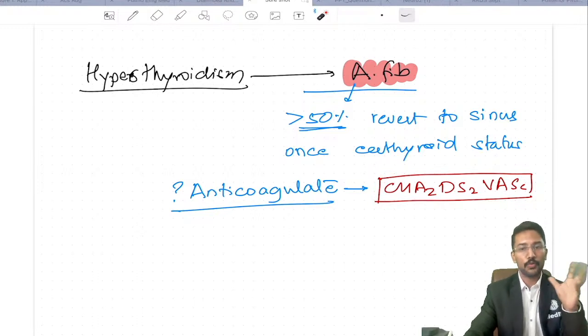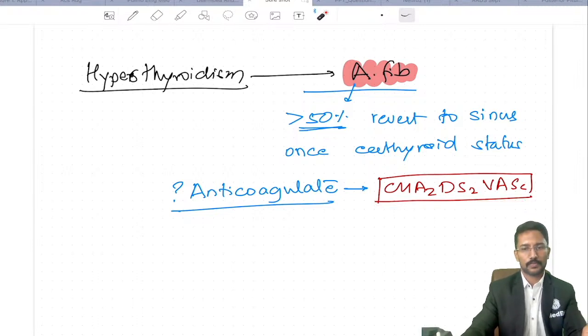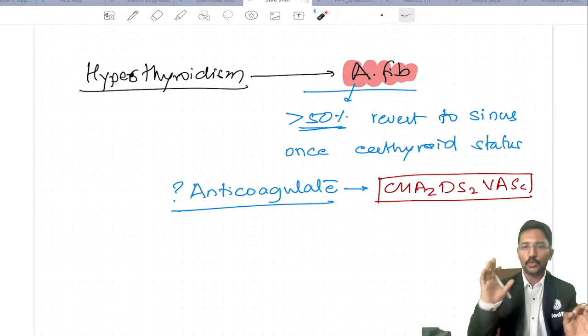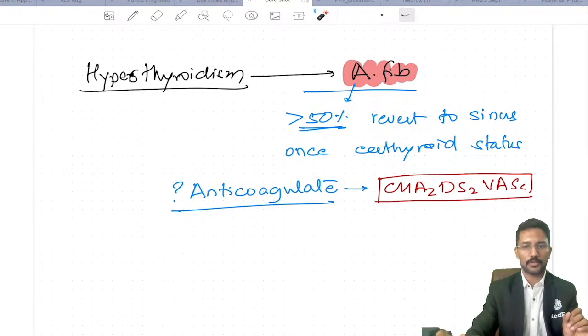Okay. There are only a few conditions where a case of atrial fibrillation is anticoagulated irrespective of CHA2DS2-VASc score. One of those is whenever you have a rheumatic valvular pathology leading to atrial fibrillation, like mitral stenosis, mitral regurgitation, atrial fibrillation, don't look at CHA2DS2-VASc score. Just give anticoagulation. देखना ही नहीं है, calculate करना ही नहीं है.